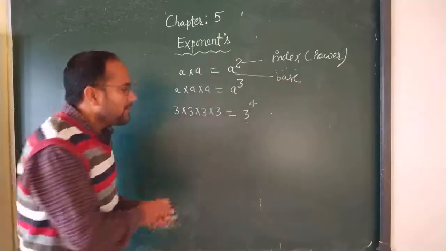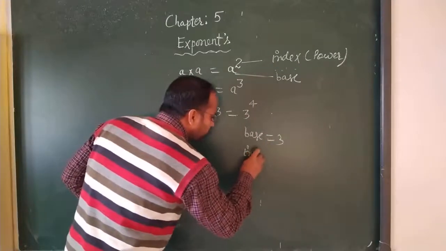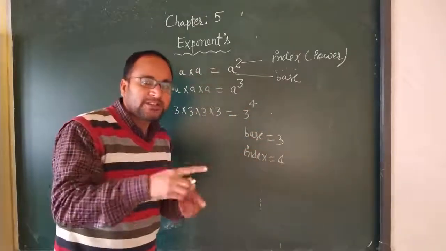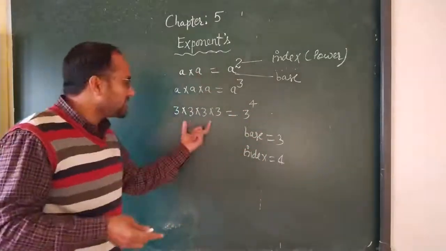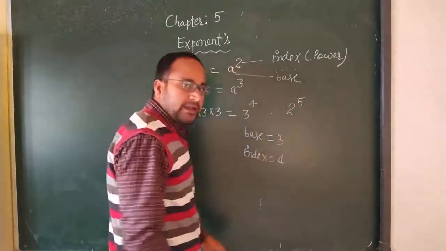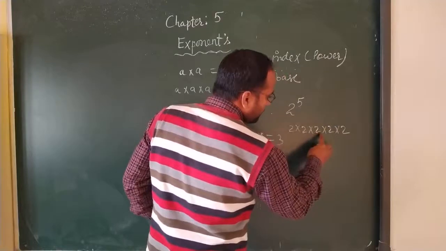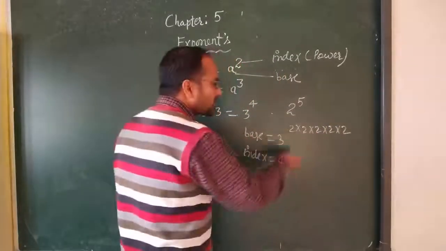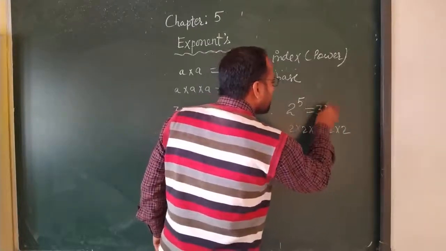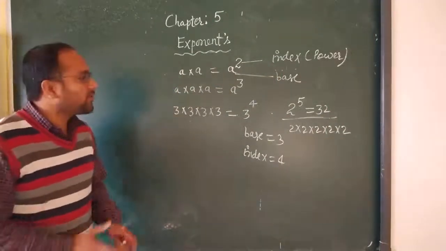So what is the base of this one? Base is equal to 3, and the index is equal to 4. It means that 3 is multiplied 4 times, 3 into 3 into 3 into 3, students. Suppose it is written 2 to the power 5, 2 is the base and 5 is the index. So 2 is multiplied 5 times: 1, 2, 3, 4, 5. What will you get, students? 2 twos are 4, 4 twos are 8, 8 twos are 16, 16 twos are 32. So this is your answer, and this representation is known as an exponential representation of a number.